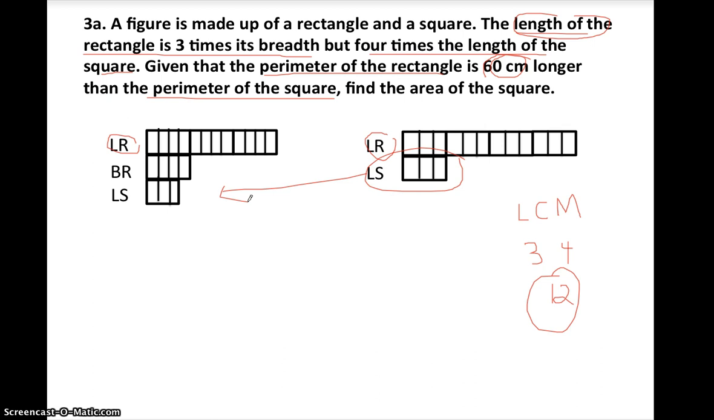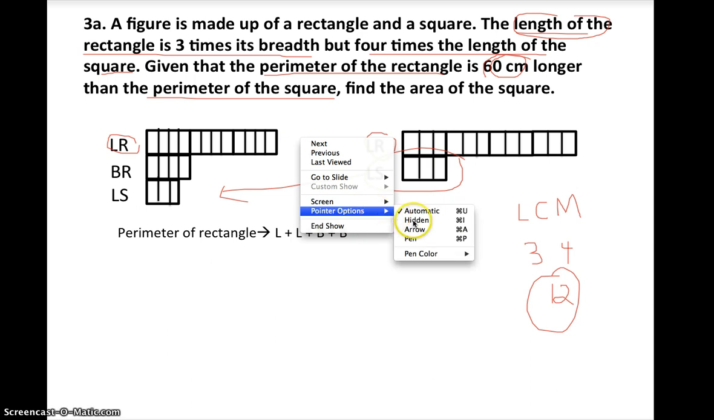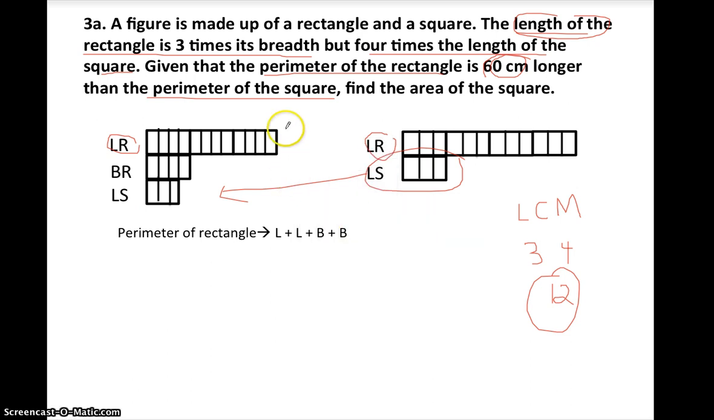Now I'm given the perimeter of the rectangle. So if you try to recall, perimeter of a rectangle is length plus length plus breadth plus breadth. Okay, so according to the question, the length is here, which is 12 units. The breadth of the rectangle is 4 units. So 12 units of length plus another 12 units of length plus 4 units of breadth plus 4 units of breadth gives you 32 units. This is the perimeter of the rectangle in units.